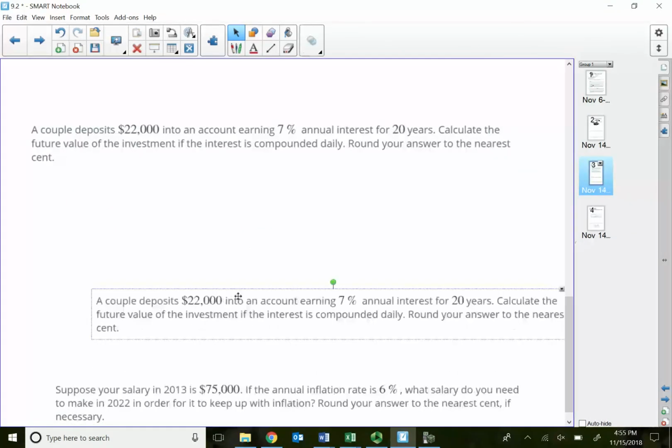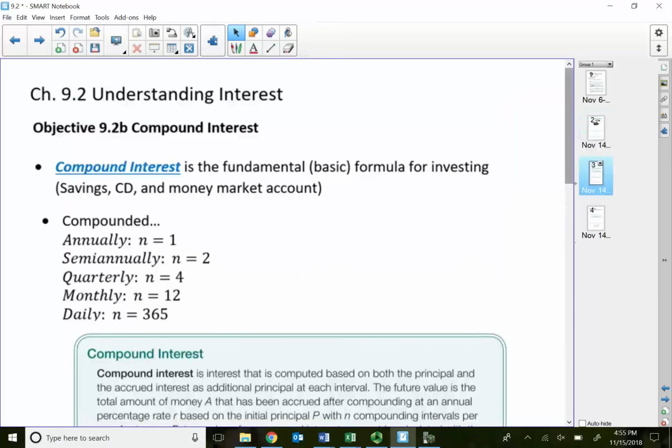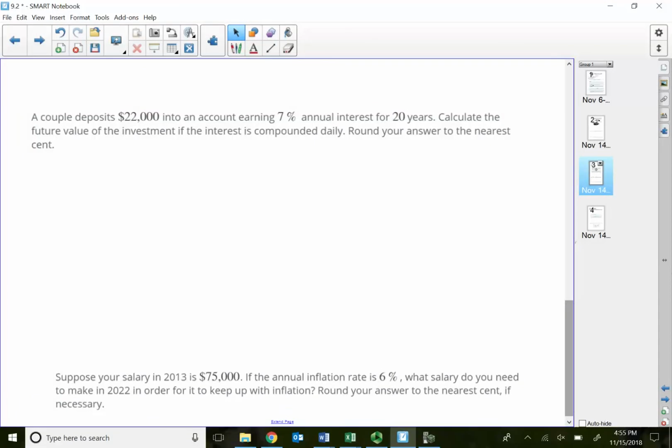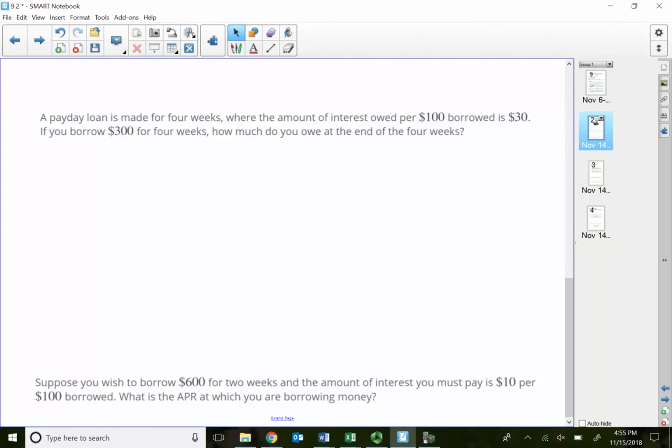Oh, I actually doubled it. Okay, so I do have the same exact problem for the compound interest, which we will introduce in the next video. So let's take that problem out. Let's take a look at this one.